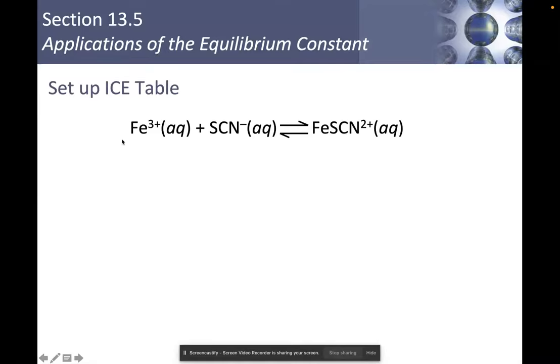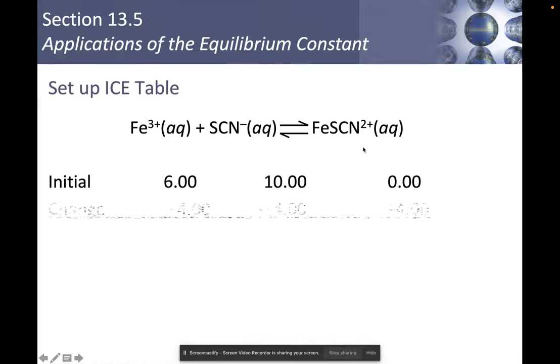So I always write, or you can write, your equation above it. And then I stands for initial. What are our initial concentrations? So we have 6 moles per liter here. We have 10 moles per liter here. Okay, it's a little crooked, but you get the idea. That's the thiocyanate. And 0 for this complex.